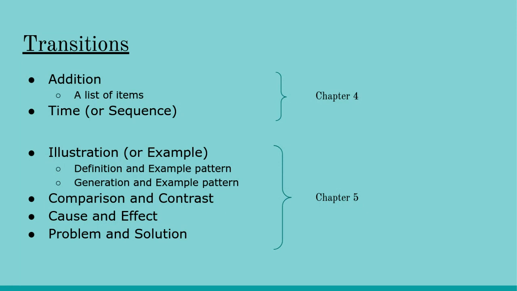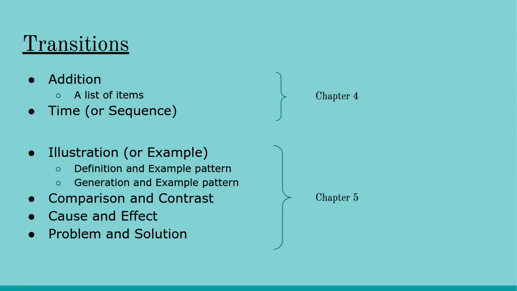If you haven't read chapter 4 yet, I do always suggest that you run through the chapters first and then watch this and then do the work. That is the best way to go about it. We're going to look at transitions of addition. Sometimes we have a list of items and we'll use transitions, which are words and phrases, and also transitions of time or sequence. The transitions are actual words and phrases, and the patterns are just patterns of presenting information. But sometimes the transitions that are used give us a clue as to what those patterns are.